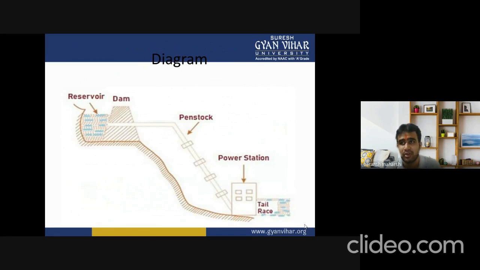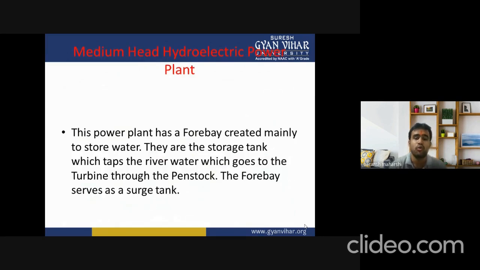And so these types of hydroelectric power plant are called low head hydroelectric power plants, which are part of the classification by availability of the water head. Now we will discuss the medium head hydroelectric power plant.